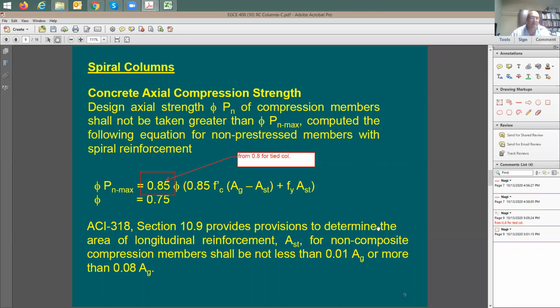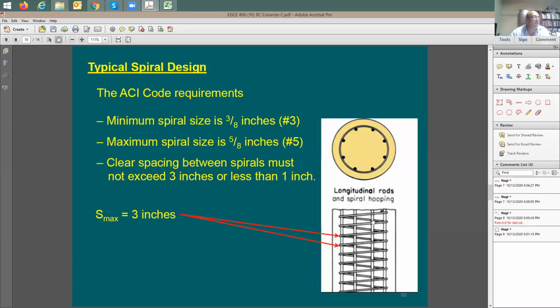How about the steel ratio? This is the same, 1% to 8%. I'm going to have here a steel ratio range. Fine.